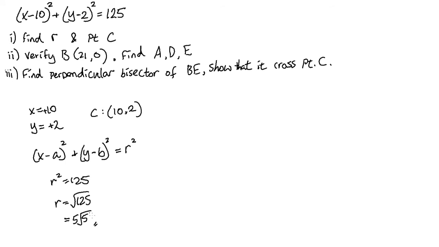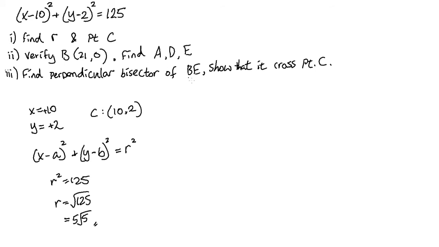So we know that now r is 5 root 5 and the center point is (10, 2). That is the first part done. And now we need to verify that B is (21, 0). In order to find B, we need to find the x-intercept. So in order to find an x-intercept, y has to be 0.